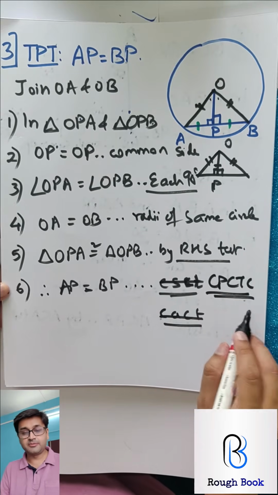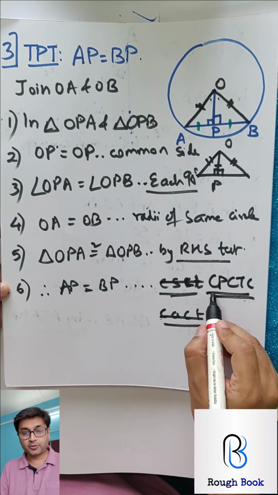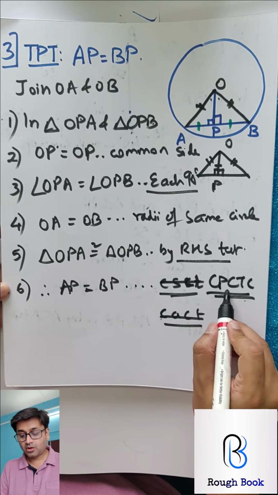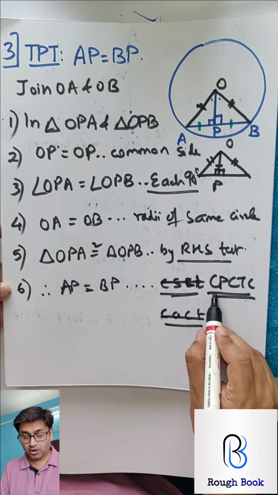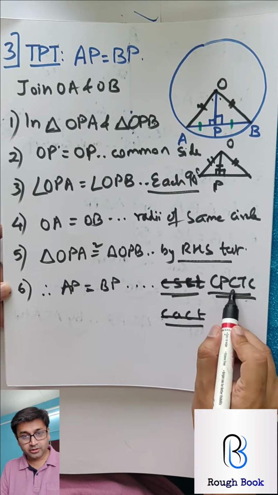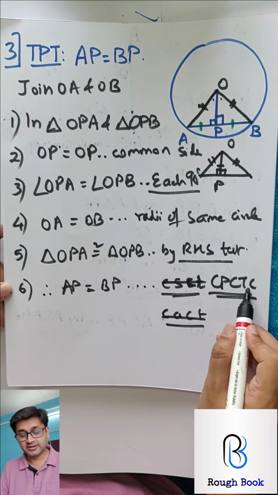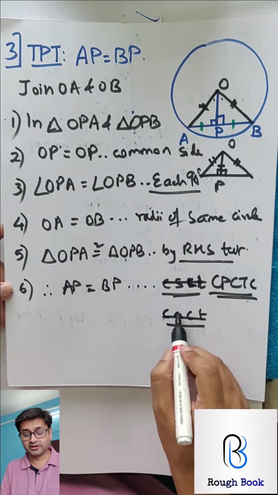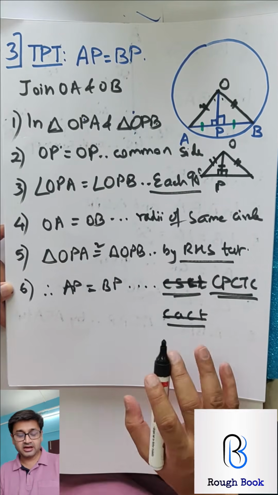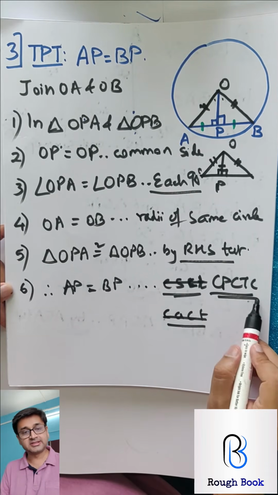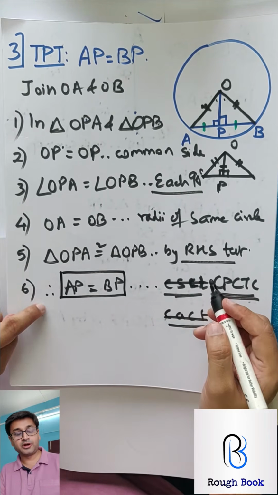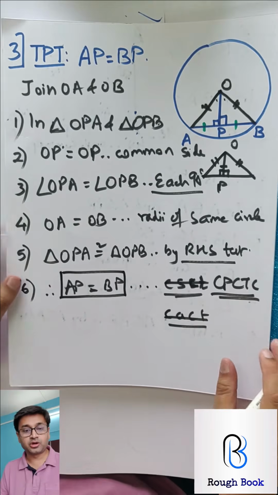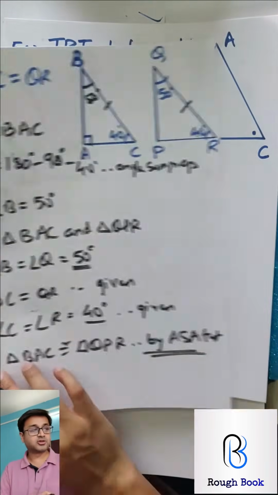So you just have to say CPCTC for both. Corresponding parts of congruent triangles are congruent. CPCTC. So you don't have to get into the CSCT, CACT confusion. CPCTC, whenever you're using an extra part. Once you reach the final part, put a box so everyone knows what your final answer is. Let's go with the next one.